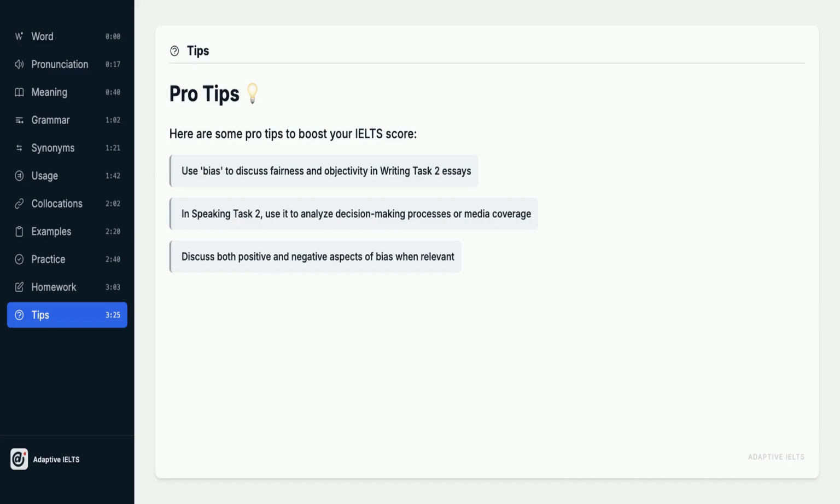In conclusion, we've explored the word bias and learned how to use it effectively in your IELTS exam. Use this term to discuss fairness, objectivity, and decision-making processes in your writing and speaking tasks. Keep practicing with the exercises and tips provided.